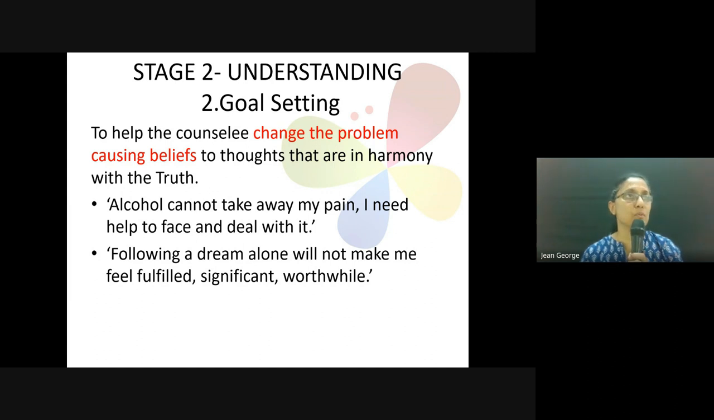So the first thing that you would need to do is to help your counselee change the problem-causing beliefs. What are the problem-causing beliefs? In the example given here: alcohol cannot take away my pain, or following a dream alone will not make me fulfilled, significant, worthwhile. So these may be certain beliefs he is holding, that my identity comes from being a rock star, or that alcohol is the one that will take away my pain. That has become his belief system. So the first goal that you have is to help them alter that belief system, getting them to a place where they are in line with truth. That alcohol cannot take away my pain. And that is true. Alcohol cannot take pain, but he needs to deal with the pain or the emotion that he's experiencing. Okay, so that becomes the first goal.